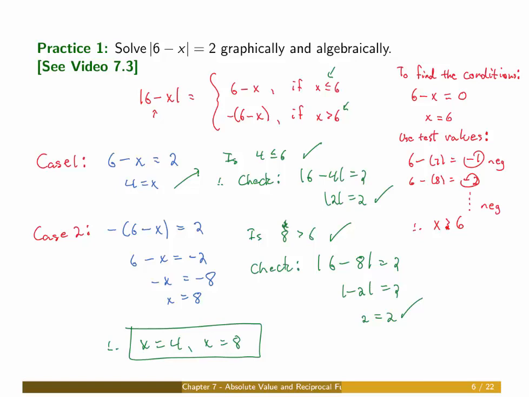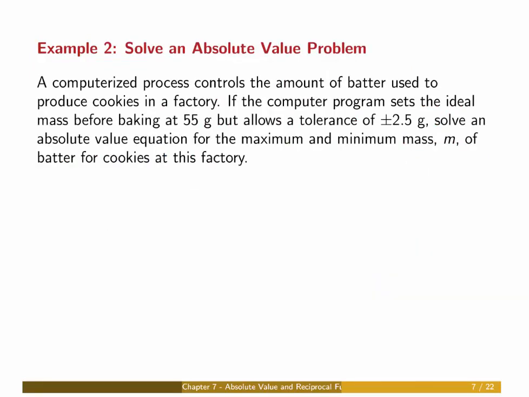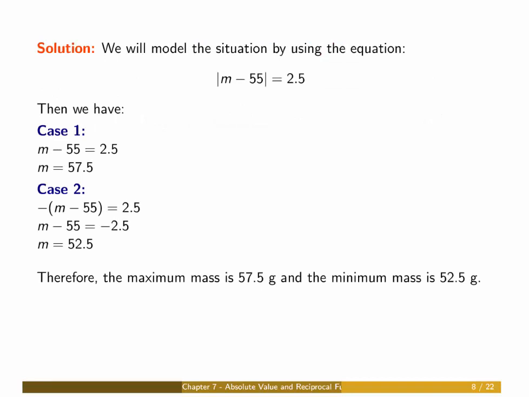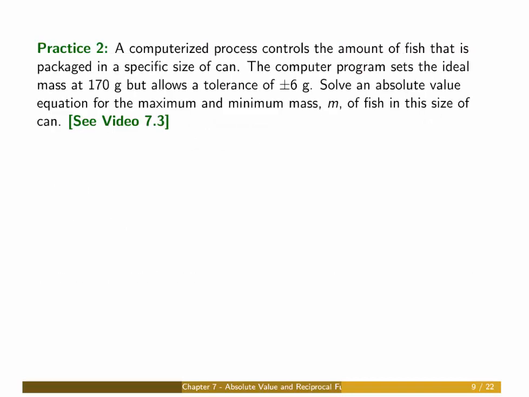Okay? So, let's move on to a word problem. You can look through the first word problem I did for you in the notes, and here's the second one. A computerized process controls the amount of fish that is packaged in a specific size of can. The computer program sets the ideal mass at 170 grams, but allows a tolerance of plus or minus 6 grams. Solve an absolute value equation for the maximum and minimum mass of fish in the size of can.